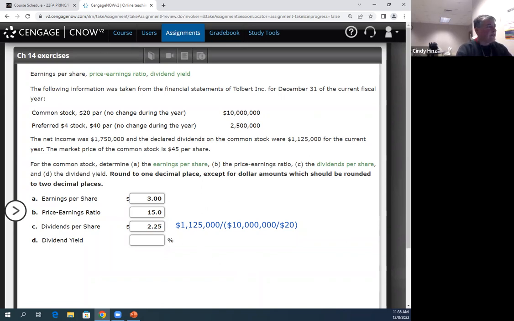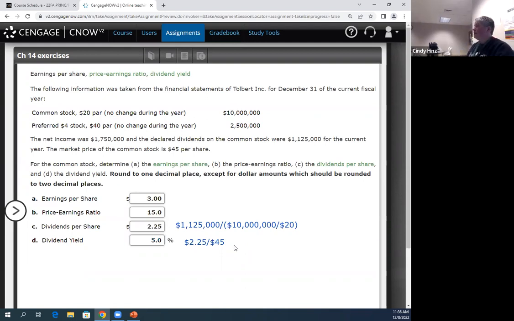To find the dividends yield then, as we saw, we take our answer to part C, the $2.25 per share, and divide that by the market value. That market value would be as of the last day of the year, last day of the fiscal year. And we express this as a percent, and we're asked to round to one decimal place. And so the dividends yield would be 5%.